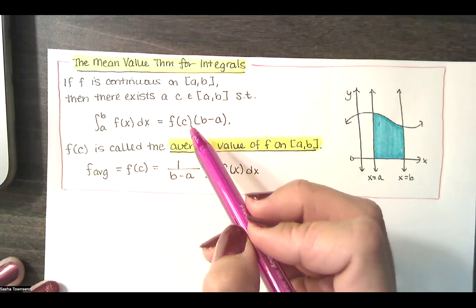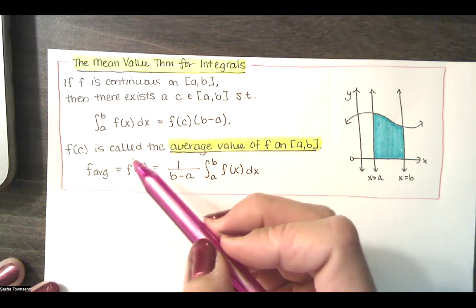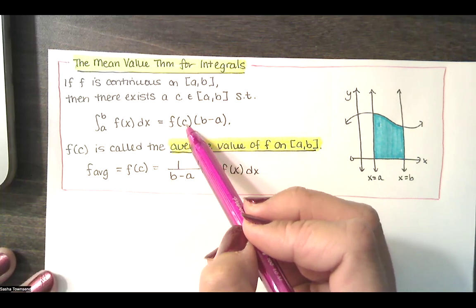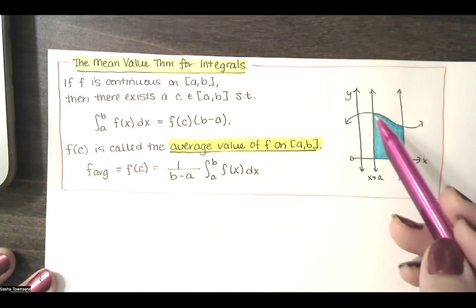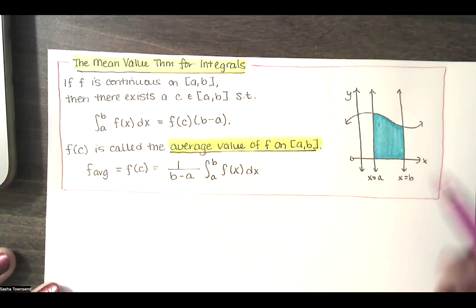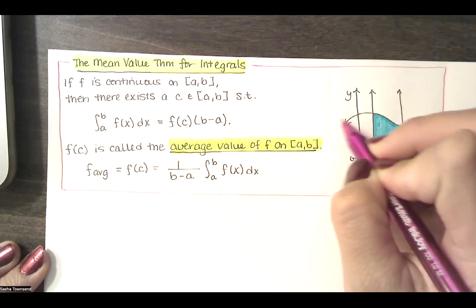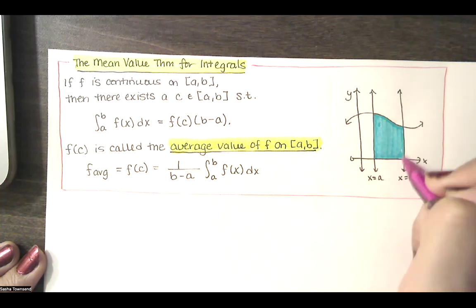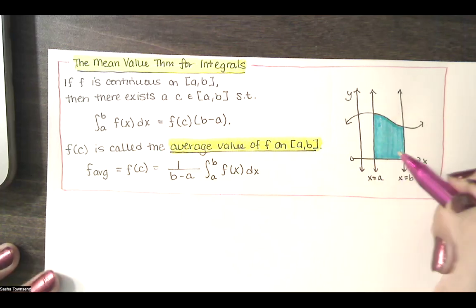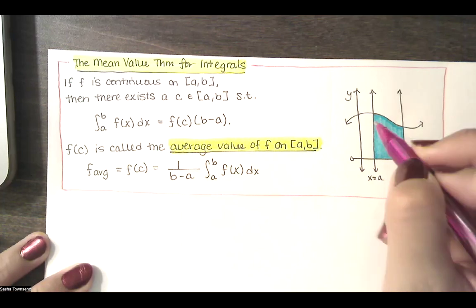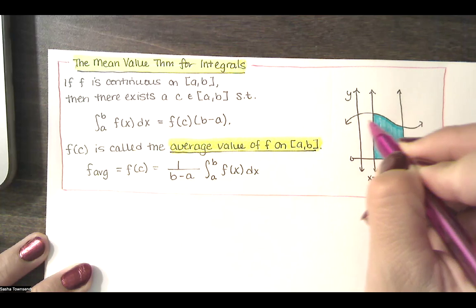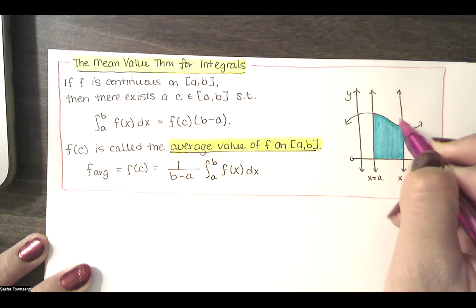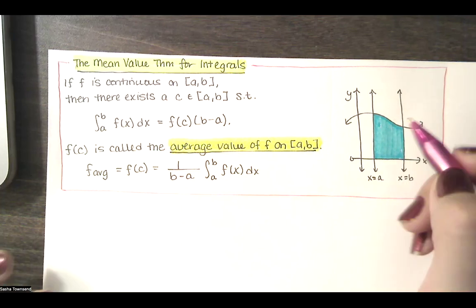What the mean value theorem says is not only do we calculate f average in this way, but we're guaranteed an x value on the interval from a to b, where f is actually equal to its average value. So basically, it's the height my rectangle would have to be so that the area of the rectangle with that height is equal to this area under the curve. So what I'm trying to do is draw a horizontal line so that the area above the line and the white area below the line are the same.